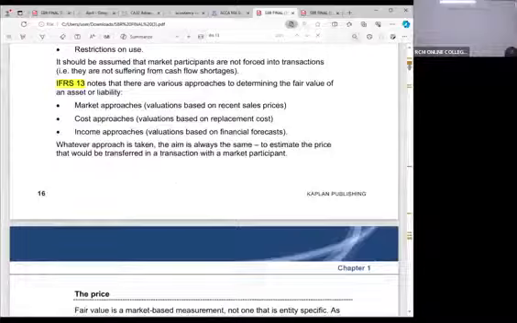IFRS 13 notes that there are various approaches to determining the fair value of an asset or liability. So we have the market approaches. Market approaches are valuations based on recent sales prices.